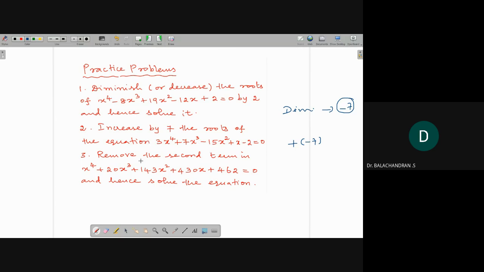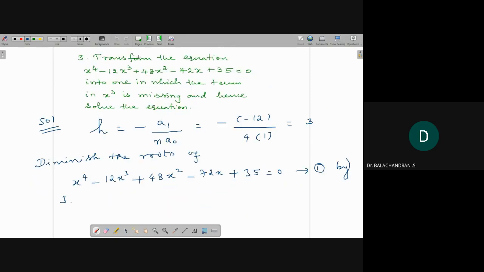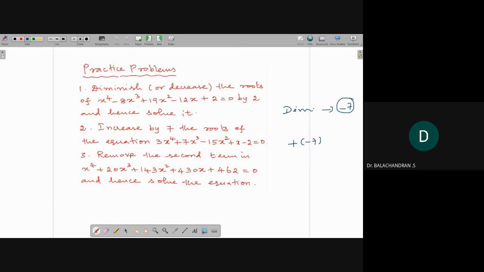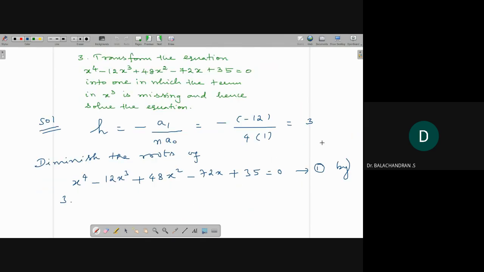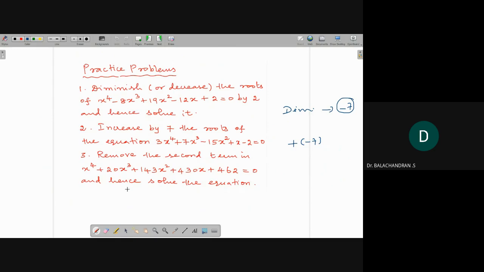Okay. Third problem, remove the second term. So actually, this question is similar to the previous problem. Transform this equation into one in which the second term, the x cube term, is missing. So here also this is the second term. Same idea: h is equal to minus a1 by n a naught. So use this idea and you'll get the value of h, and then diminish. Here you got what? h is equal to 3. So diminish the roots of the given equation by 3. The same procedure you need to do for these three problems.